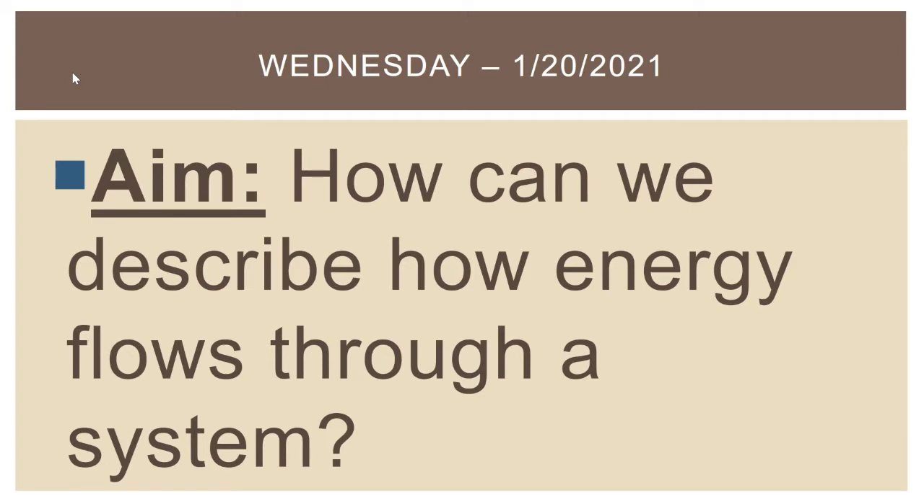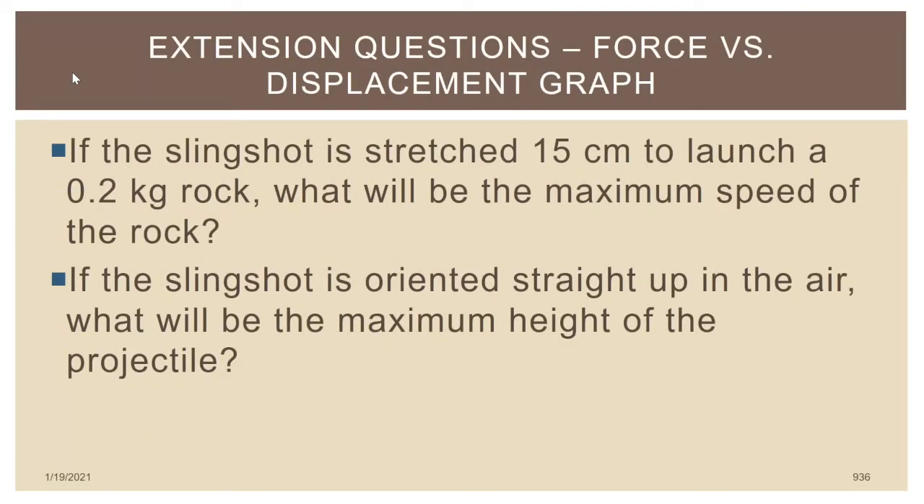Now, the first thing I want to do in this video is review the problem that I asked you to submit from yesterday's video. If you remember, there was a problem at the very end, an extension on the actual problem we solved, which asked you to apply conservation of mechanical energy to that situation from the question in the packet. The first part of it I solved, which was that first bullet point there. What will be the maximum speed of the rock if the slingshot is stretched 15 centimeters to launch a 0.2 kilogram rock? The second part of the question asked if the slingshot was oriented straight up in the air, what will be the maximum height of the projectile?